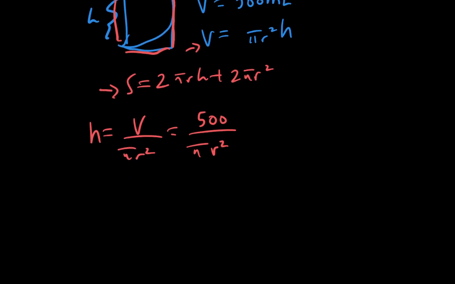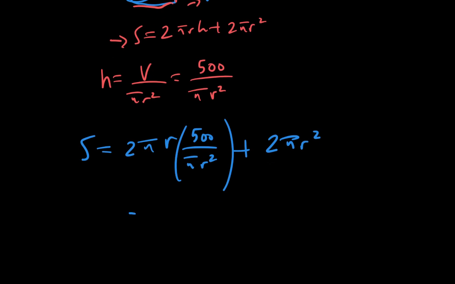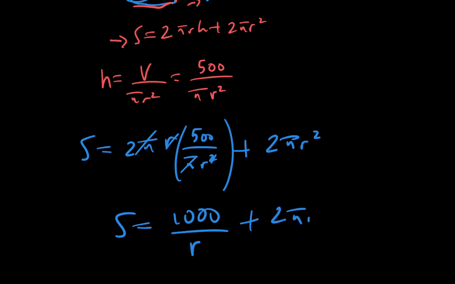So anyway, we have our h. Now we can plug that into our surface area. S is equal to 2 pi r times h, 500 over pi r squared, plus 2 pi r squared. S is equal to, this pi cancels, and this r cancels, 1000 over r plus 2 pi r squared.